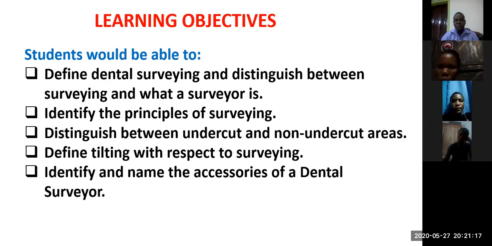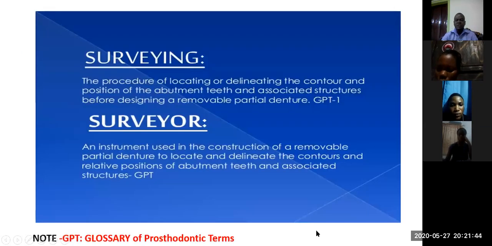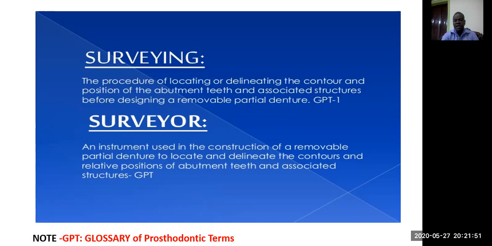There are principles to surveying. You understand what undercut means, non-undercut means. You understand the role of surveying, the types of surveyors, and be able to identify different accessories that help you to understand, to do surveying. A surveyor is an appliance, and as a matter of fact, it is used to do surveying. So I give you a definition there that will help you to understand what I mean.